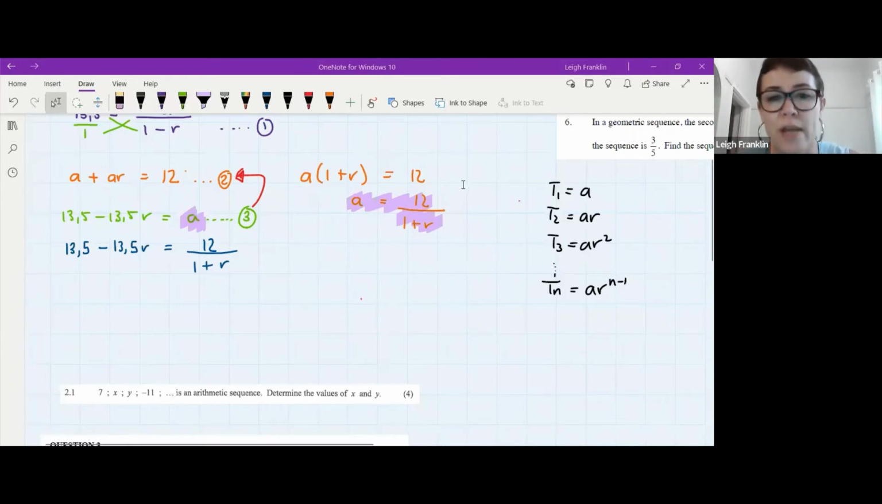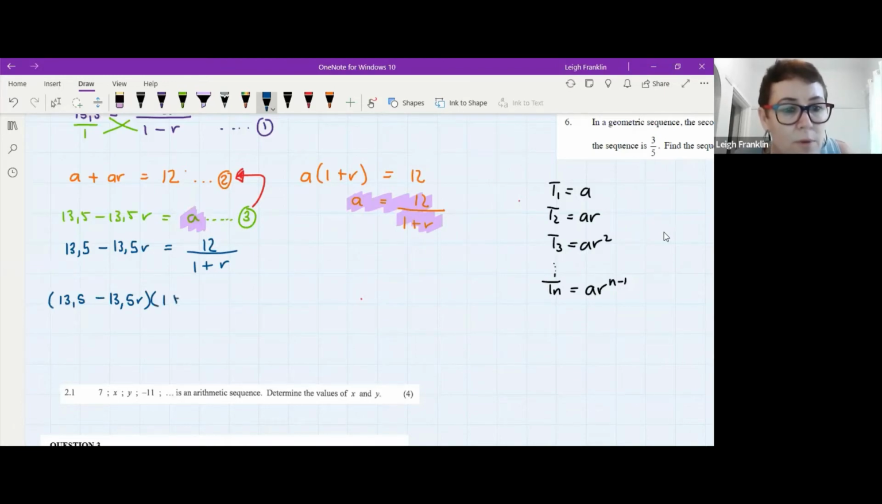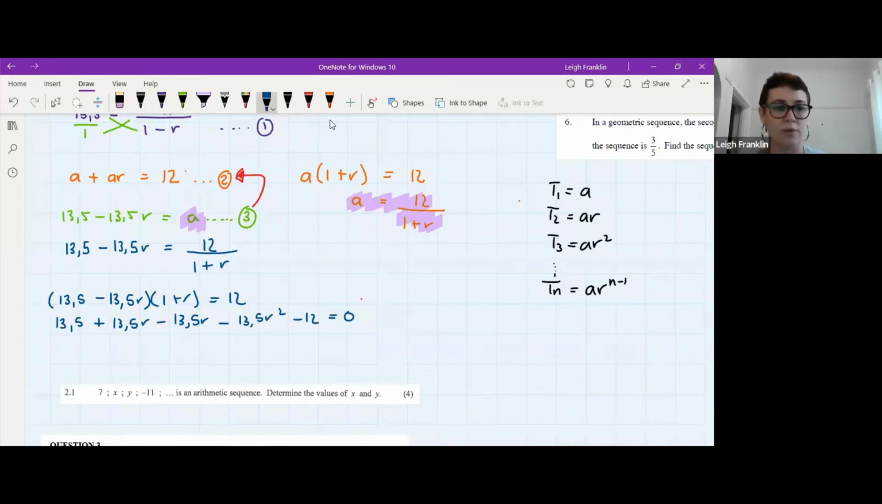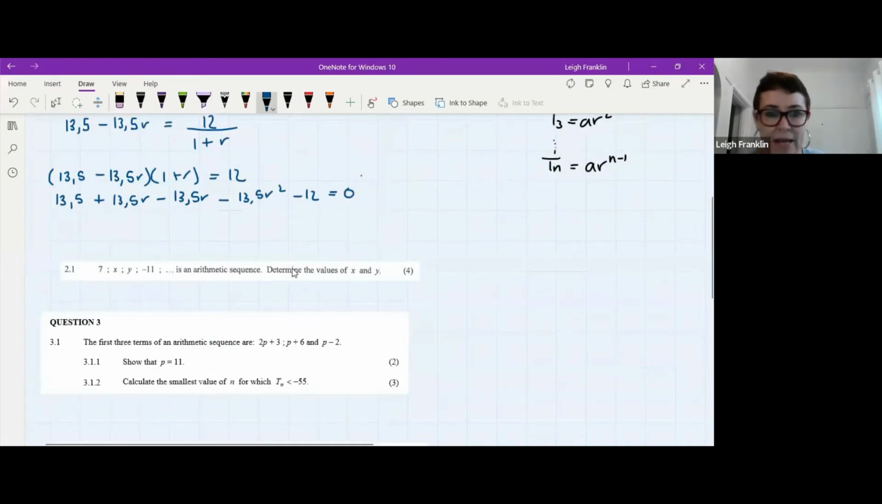So yes, we were saying, wouldn't we cross multiply again? Absolutely, we would. Or we could multiply every term in the equation by 1 plus r. In this case it's not going to make any difference. What we can do is multiply 13.5 minus 13.5r with 1 plus r, that's us cross multiplying, and it's equal to 12. Let's get rid of the brackets. That leaves us with 13.5, plus 13.5r, minus 13.5r, minus 13.5r squared. I'm going to bring the 12 over because this is quadratic, and I'm going to make it equal to 0. I've got a couple of terms here that are going to add up to 0.